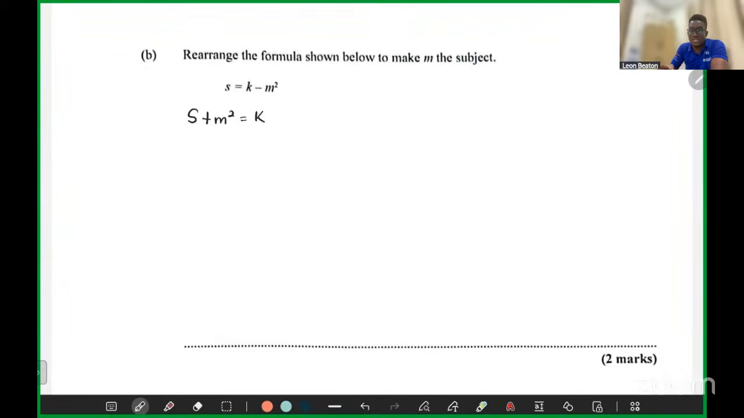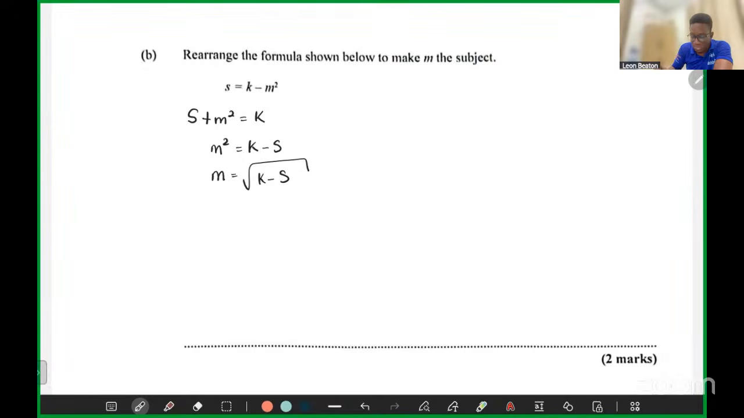And then now I have a simple thing to work out. M is positive, so now I can work this out easily. So I take over the s. This s is added, so when we take it over, we subtract, so we'll have m squared is equal to k minus s. Then last but not least, m is being squared, so when we take over the square, the opposite of square is square root. So we'll have m is equal to the square root of k minus s.